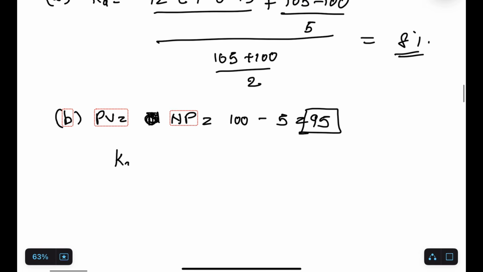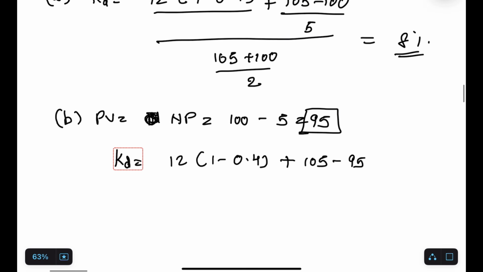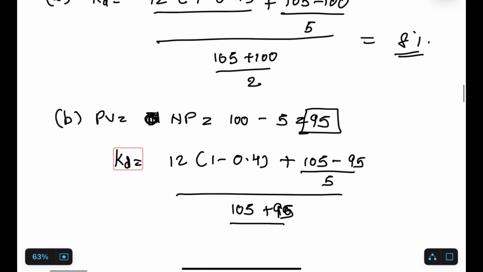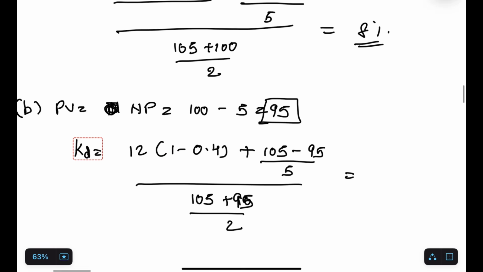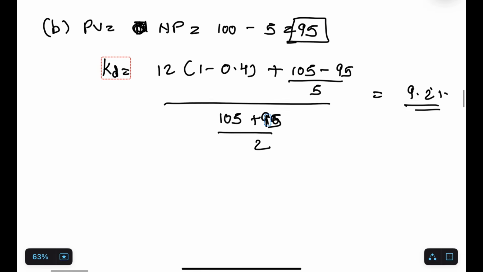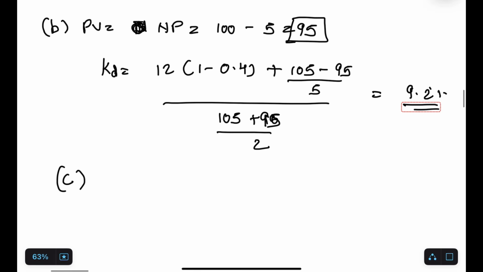So when we calculate cost of debt, it would be 12, 1 minus 0.4, plus 105 minus 95 divided by 5 years, whole divided by average of RV and PV, right? So when we solve this, we would get 9.2% cost of debenture, correct? Now, let's move on to the third case.